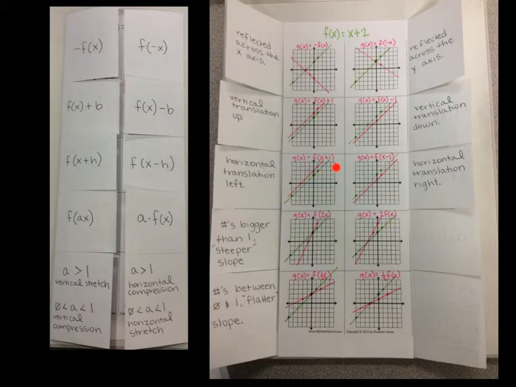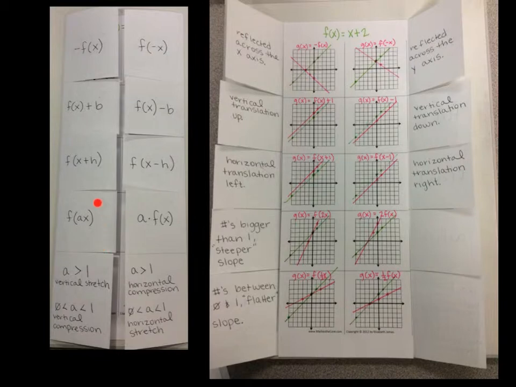added 1 to x. So notice that's inside the parentheses. Over here, my green line is translated 1 unit to the right when we subtracted 1 from x. So those are horizontal translations. It goes left if it's positive, and it goes right if it's negative.